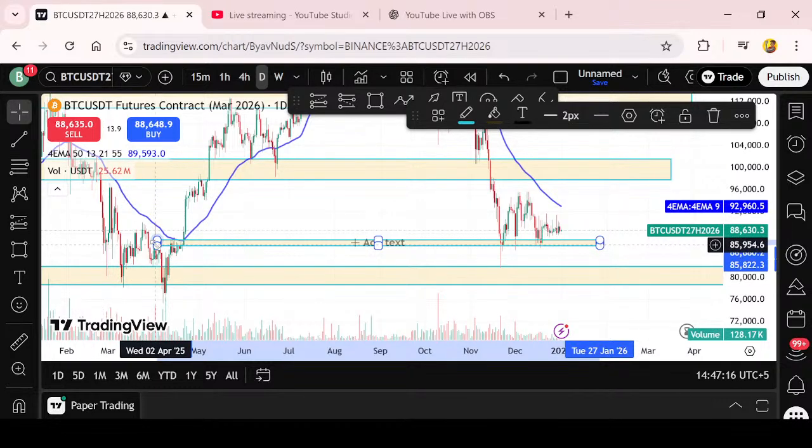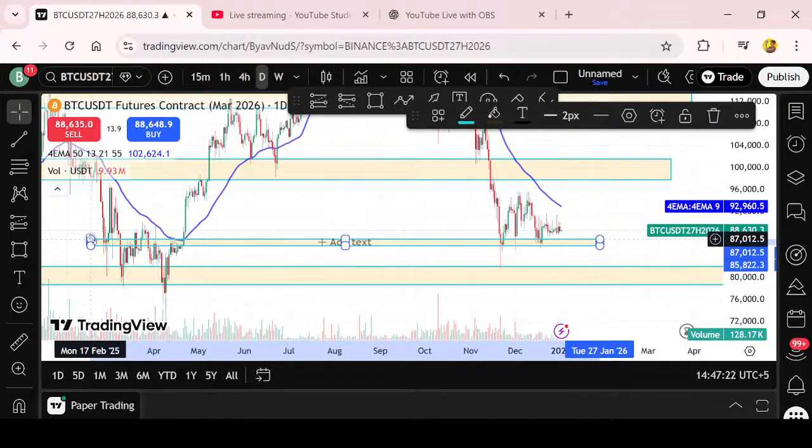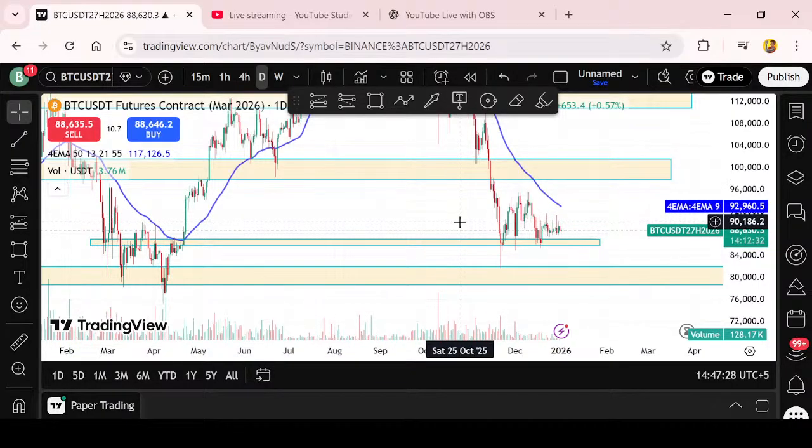1, 2, 3, 4, 5, 6 and 7 times. So here it touched 7 times. So it is a strong spot on the 1 day time frame. Now we will see the closest resistance on this point because we have to mark the levels to take a good trade.